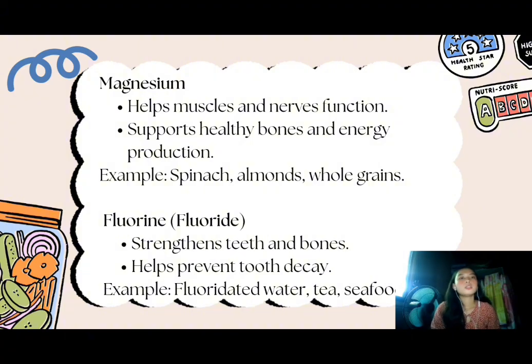Magnesium. It helps muscles and nerves function. It supports healthy bones and energy production. Example, we can find magnesium in spinach, almonds, and whole grains.